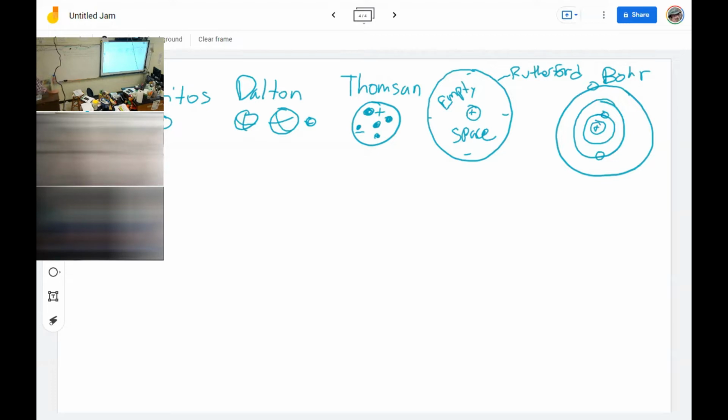So that's kind of like the Rutherford model. The central positive region surrounded by the negatives that are all on the same basic level.